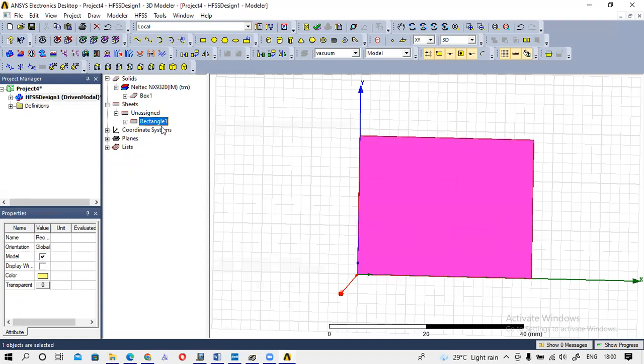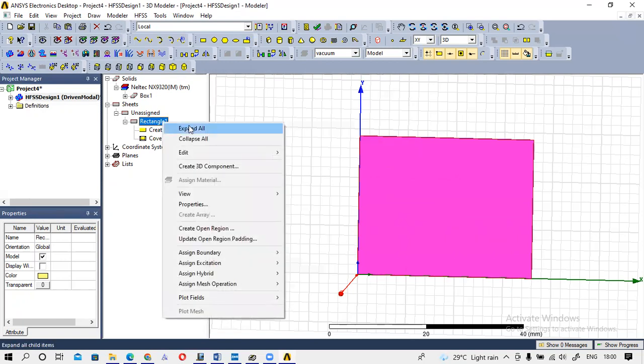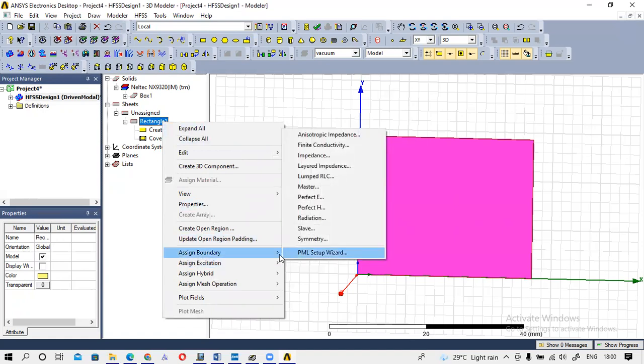So for this type of 2D sheet, we can assign a boundary, a boundary as a perfect electric conductor. This means perfect electric conductor.